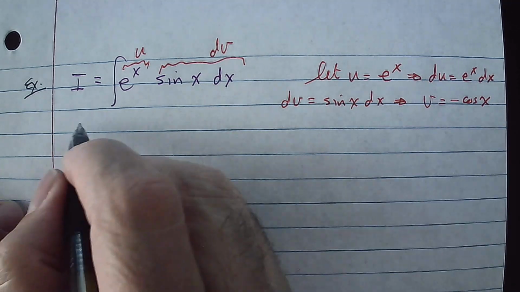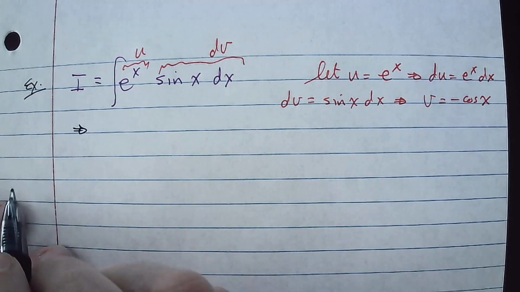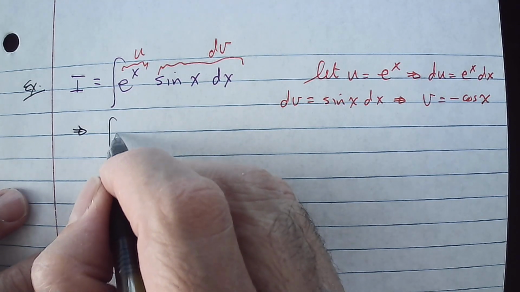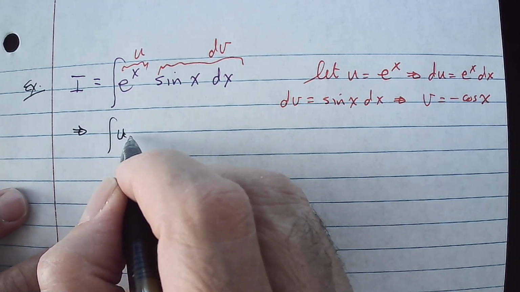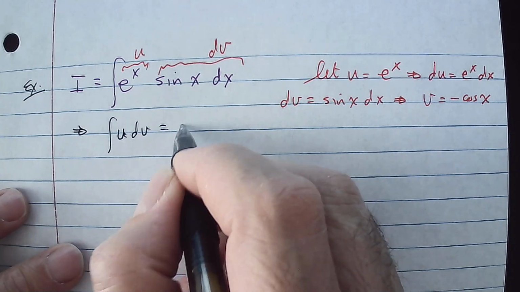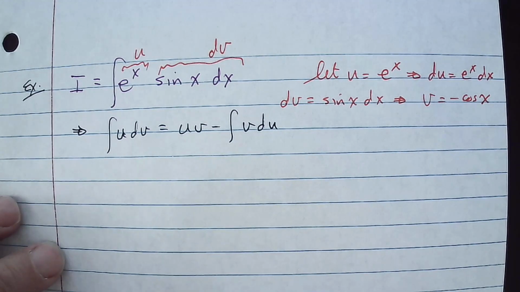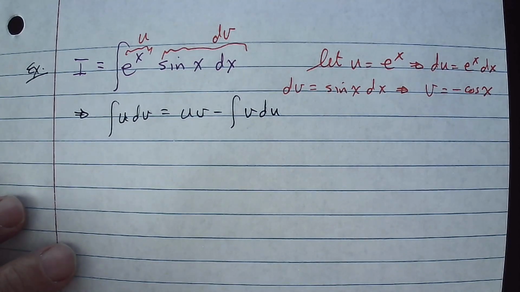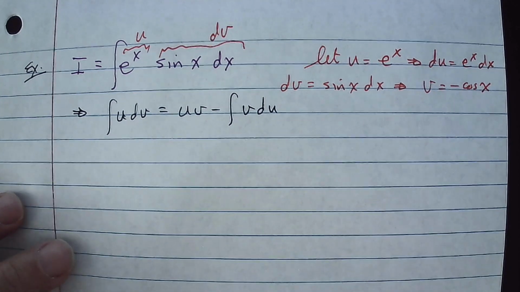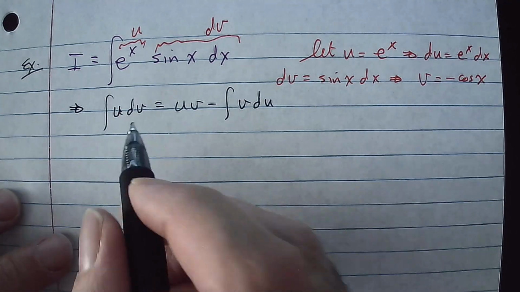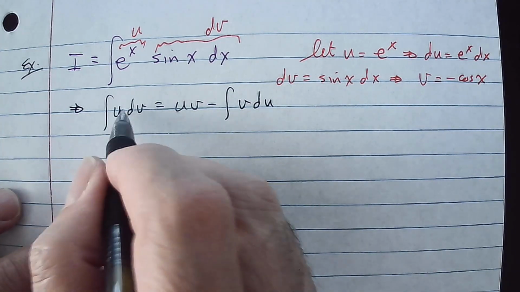Put this back in the rule. Just to remind you, the rule is the integral of u dv equals uv minus the integral v du. Sometimes if you don't recall it, write it down in each example you do so you remember it. Okay, so this is I now.